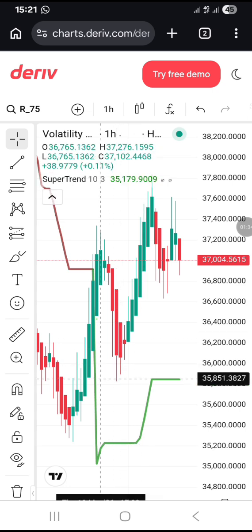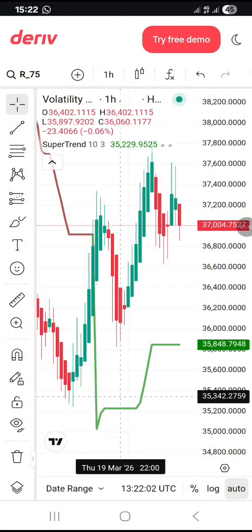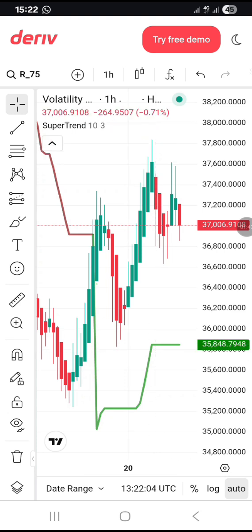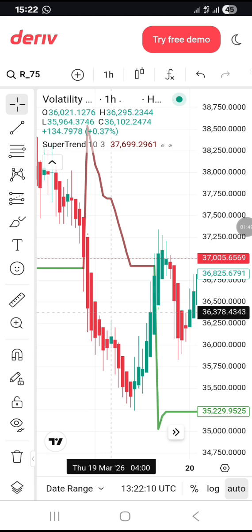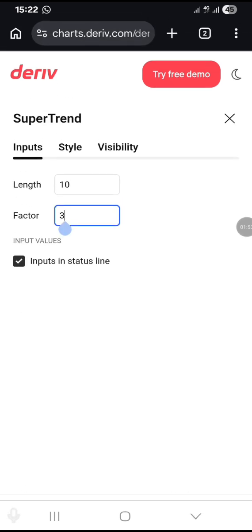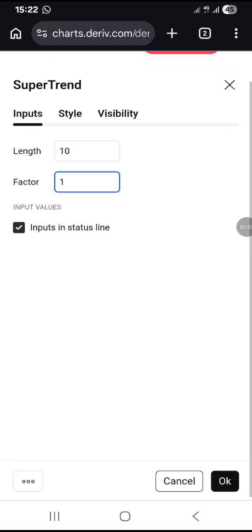Whenever you see the green line, this is the Supertrend green line right here, it simply shows you that we are now in an uptrend. Whenever you see the red line, it means you're now in a sell trend. Now, before we use the strategy, let us give it the correct settings. Leave length on 10, use a factor of 1, and then okay.